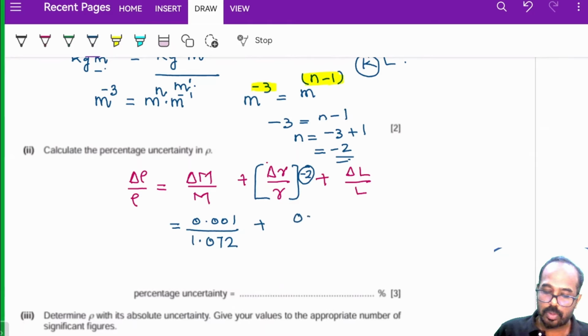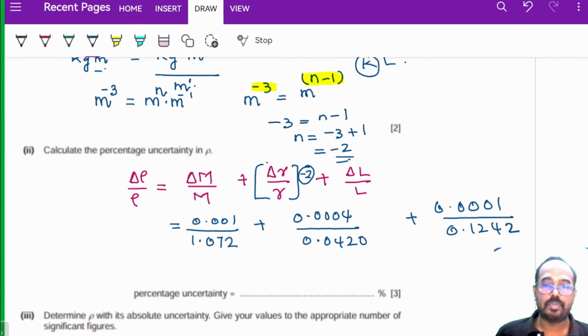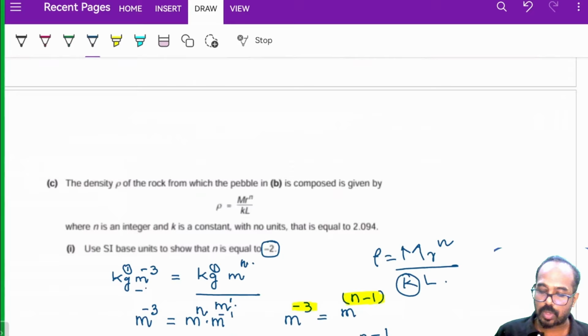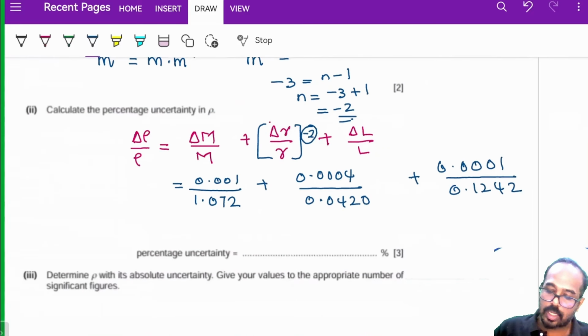Delta R is 0.0004 upon 0.0420 plus 0.0001 upon 0.1242. Okay, the values there in the question, you can substitute those values, and here multiply with the 2, not with the -2. Okay, it will always get added up.